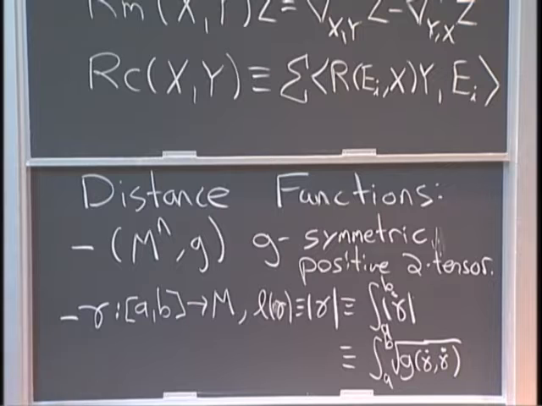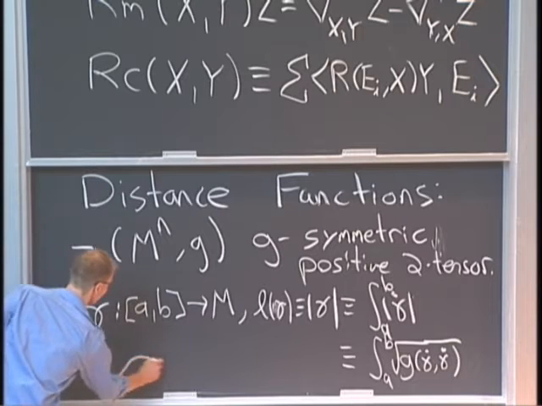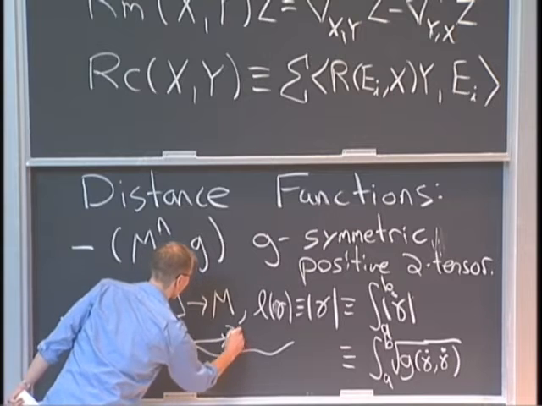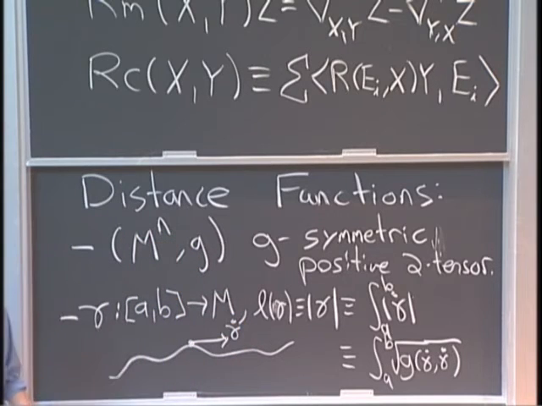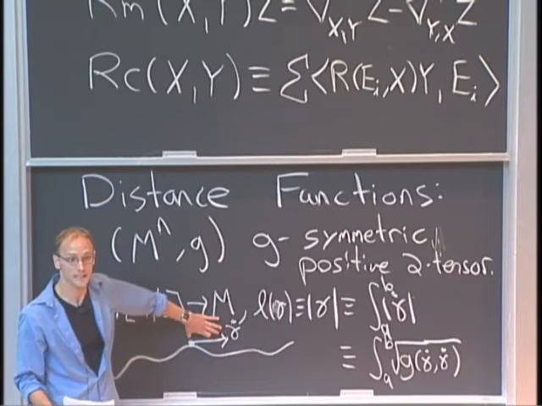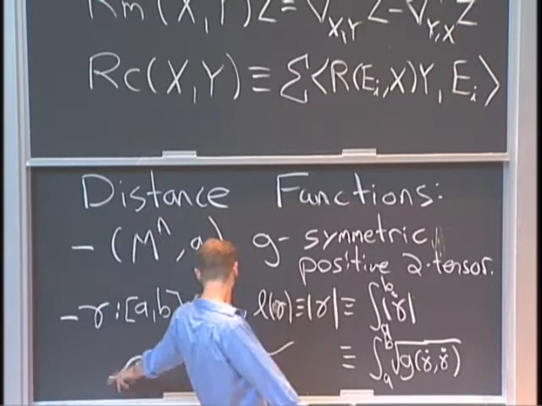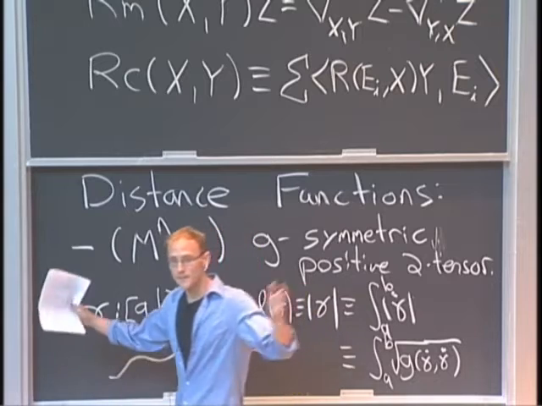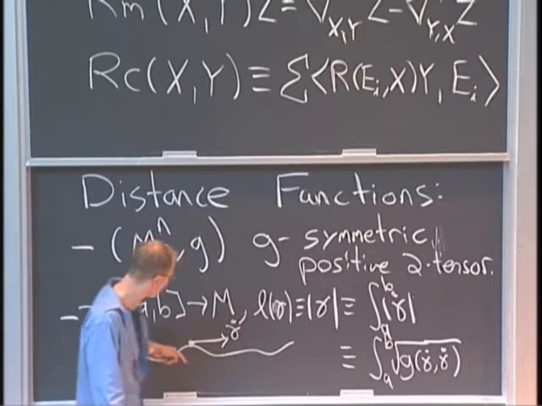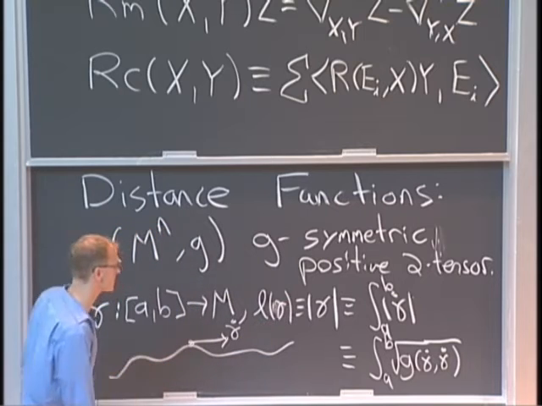So pictorially, what are we saying? We're saying that we have some curve. At every point, it has its tangent vector, gamma dot. What does g give us? G tells us, this is a vector, so it tells us what the length of this vector is. And what we do is we simply integrate along the curve its length. That tells us the length of the curve. The length of the curve is simply the sum of the length of all of its tangent vectors. That's it.